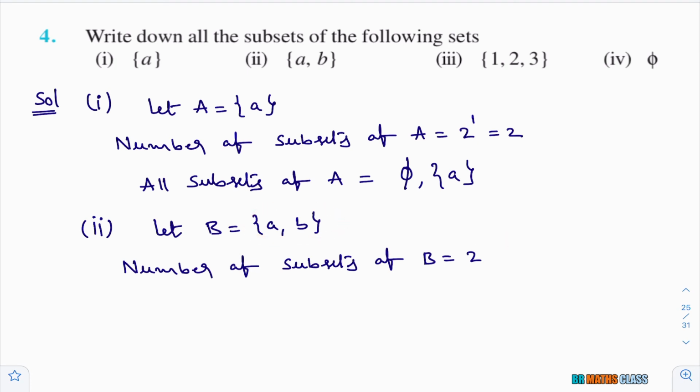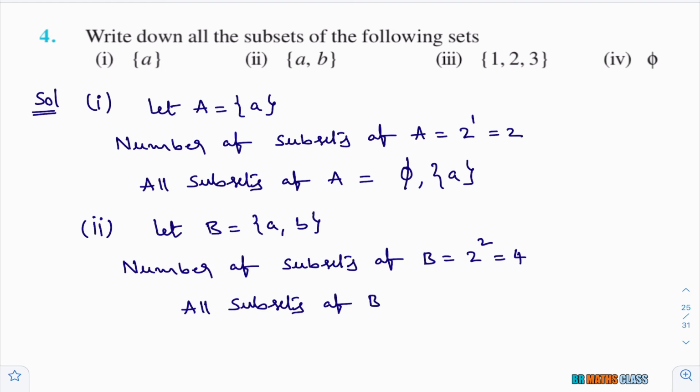That means 2 power 2. 2 power 2 is what? 4. So all subsets of B I need to write now. How many subsets are there for set B? 4 subsets are there. You need to write all the subsets of B.